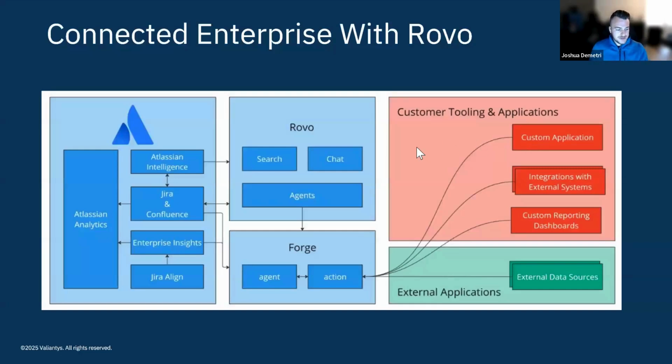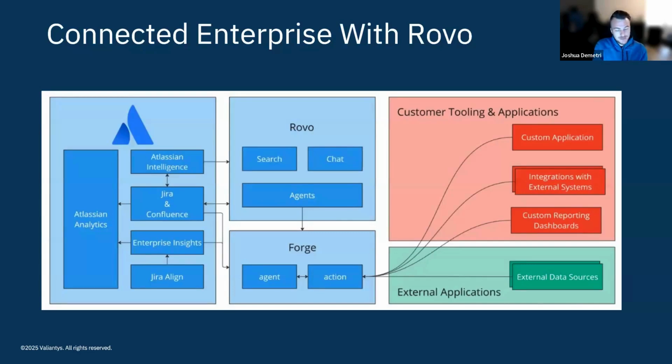All right, so I want to jump right into this diagram and talk a little bit about how Rovo fits into the enterprise architecture, or really any architecture of Atlassian cloud products. So if you have been to my other webinars, you've seen this diagram before. I want to just quickly do an overview of what we have in this diagram to walk through how Rovo fits into it.